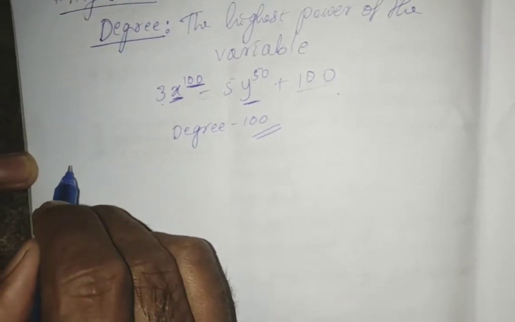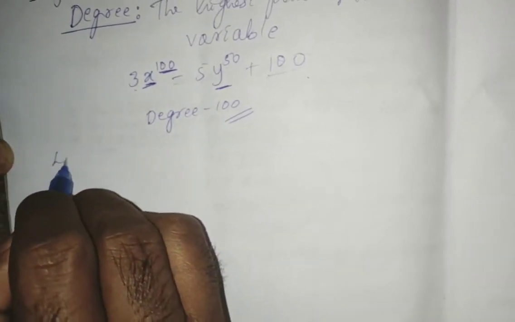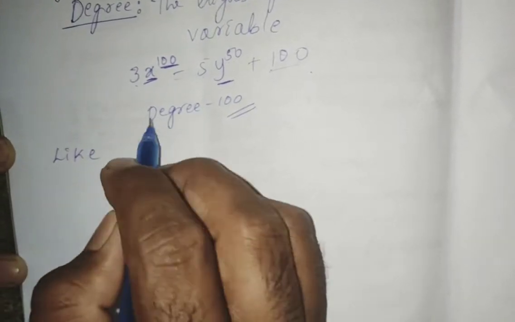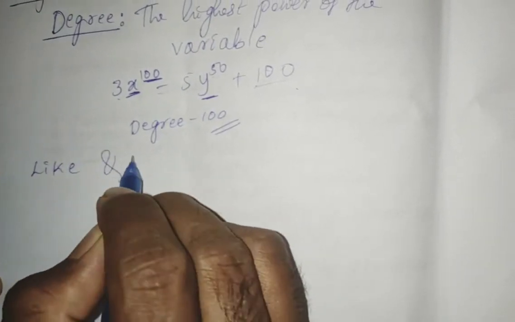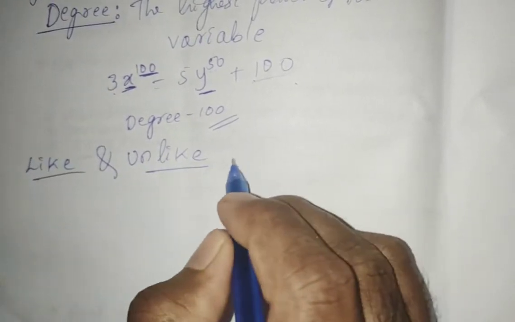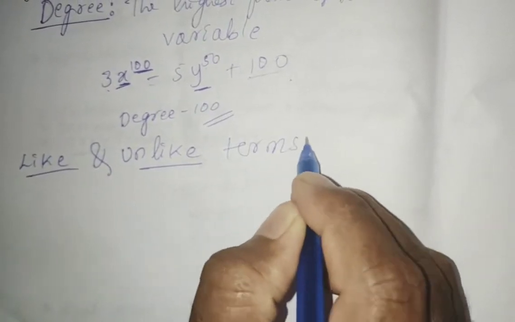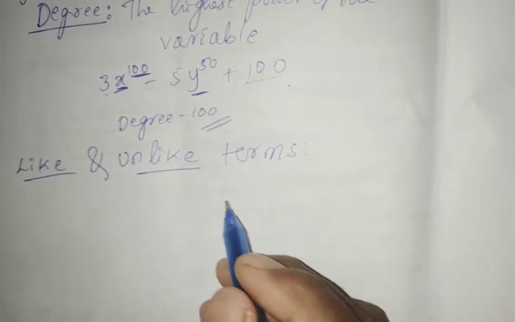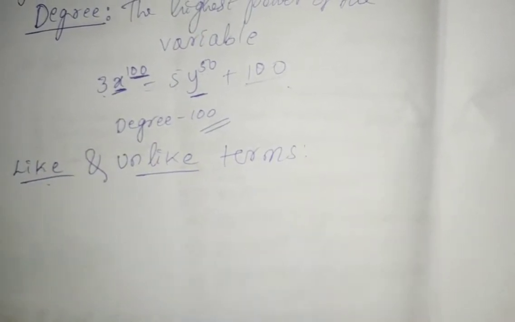Yes. Some more types are there. Like terms and unlike terms in the algebraic expression. We can say like and unlike terms. So what is the meaning of these like terms and unlike terms?